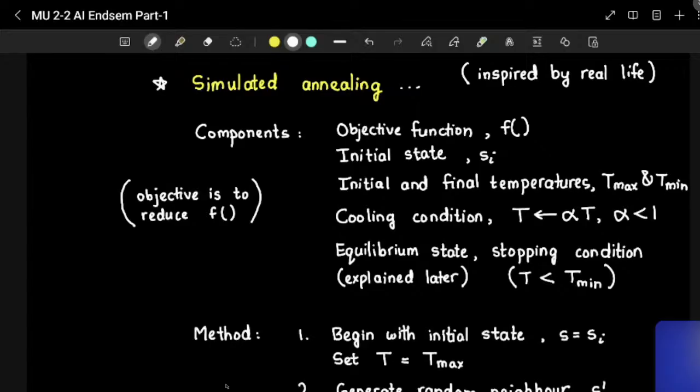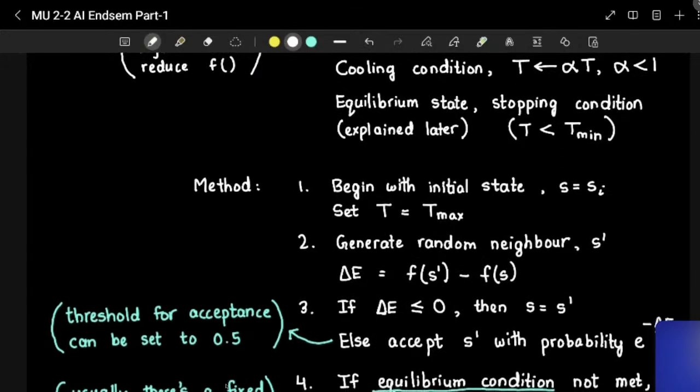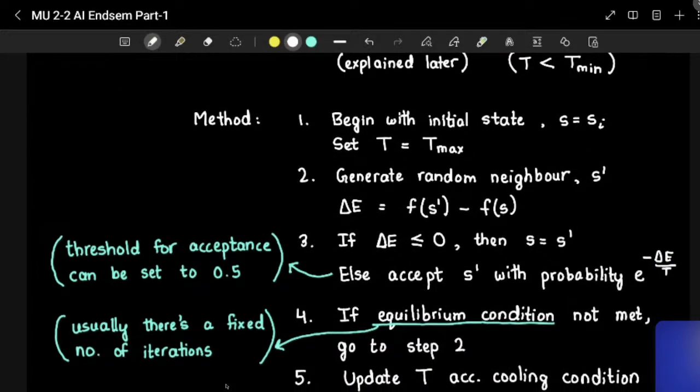We'll see, I will explain it within the algorithm. So how does simulated annealing work? You begin with your initial state. Let's say S is the state that we're talking about. You initialize it with Si, which is your initial state, and you set the temperature to the initial temperature, which is Tmax. That is step 1.